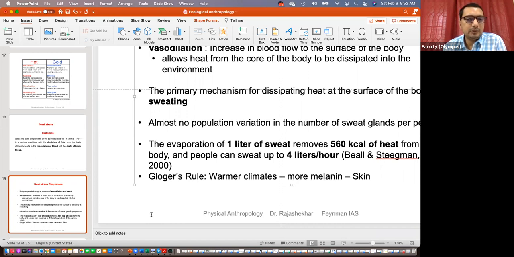So this comes under what is called Gloger's rule. In warmer climates, they produce more melanin and our skin gets darker. So there's a direct correlation between the environment that we live in, the temperature and heat that we are exposed to, and how dark our skin is. Directly in relationship with the sunlight, melanin gets produced, thereby protecting us from the harmful UV radiation that we receive from the sun.